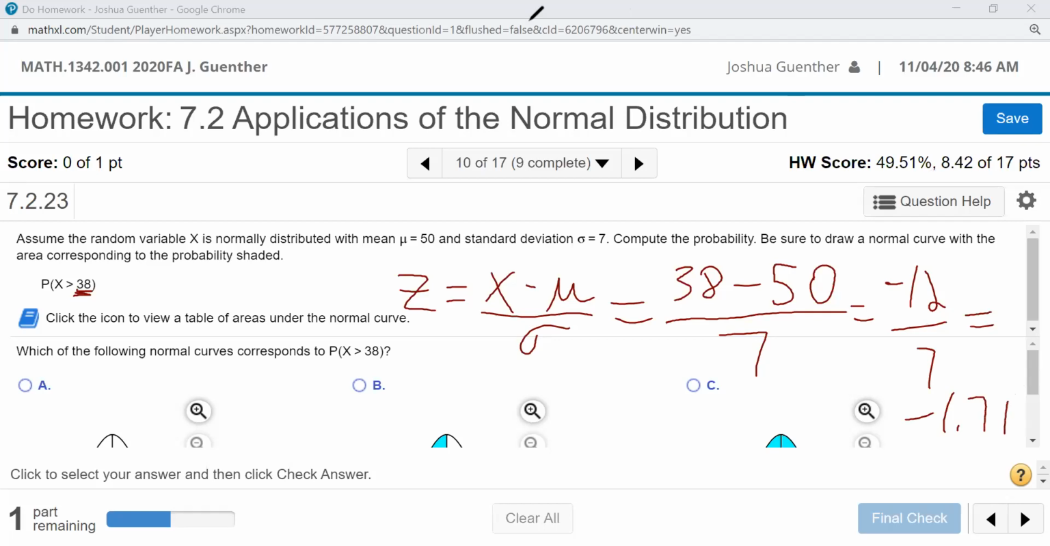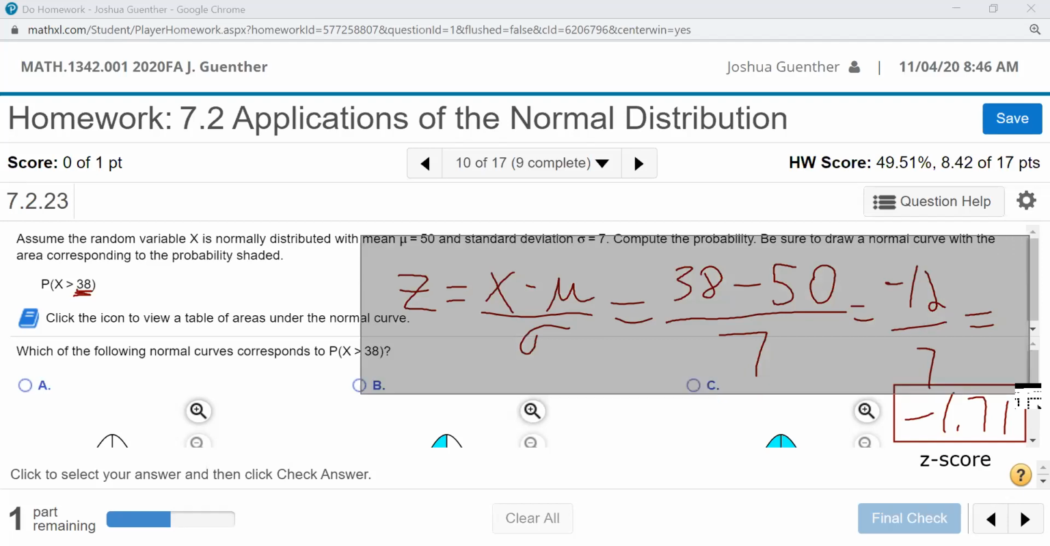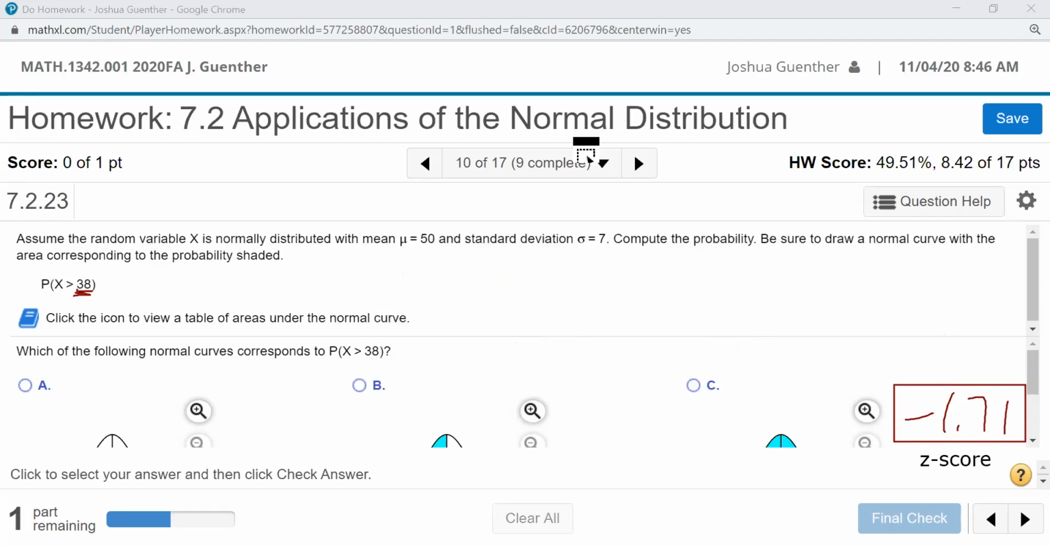So we had to standardize so that we could use z-tables. So this is our z-score. Negative 1.71. We did all this calculation. The calculation is not really as bad as it looks. I have to write out every detail because I'm teaching it to you. I'm lecturing it to you. But in reality, it's not actually that bad. So I'm going to delete this. We're just going to remember that our z-score is negative 1.71.